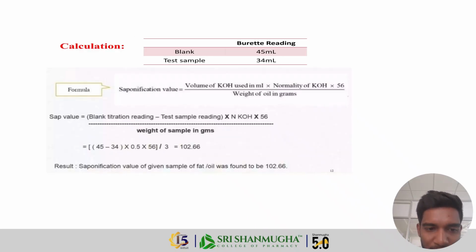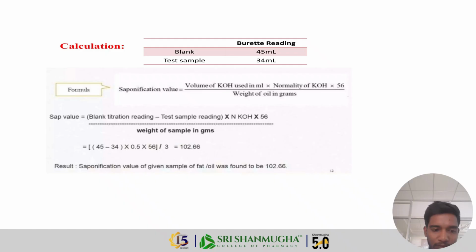Next one, calculation. The saponification value is calculated by volume of potassium hydroxide used in ml into normality of potassium hydroxide into 56, divided by weight of oil in gram. Next one, saponification value equals blank titration minus sample titration, into normality of potassium hydroxide into 56, divided by weight of sample in gram. The sample calculation is shown in the picture.